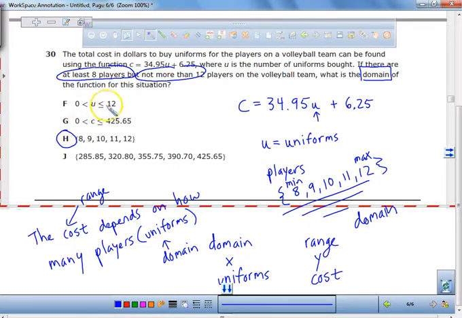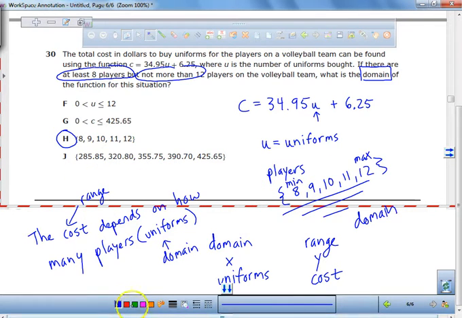Why is it not 0 to 12? Well, because technically, you can only have positive integers for uniforms. You can't have 1.5 or 2.5 or 3.75 uniforms. You either have 8 uniforms or you have 12. It's 8 to 12 because it says at least 8 but not more than 12.